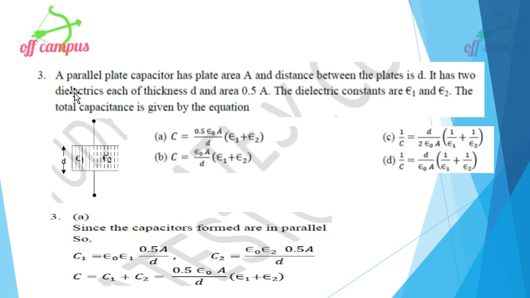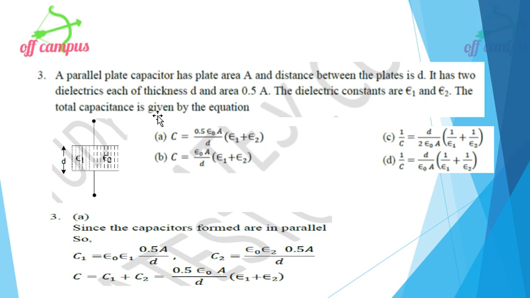Then question number 3, a parallel plate capacitor has plate area A and distance between the plates is D. It has 2 dielectrics, each of thickness D and area 0.5 A. The dielectric constants are epsilon 1 and epsilon 2. The total capacitance is given by the equation. 4 different options are given. So, actually what is given? A parallel plate capacitor has plate area A and distance D. It has 2 dielectric constants.